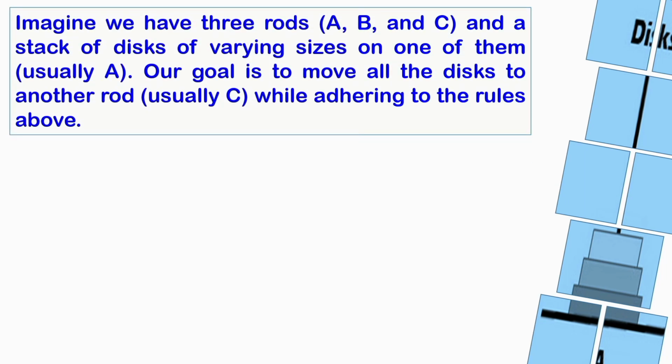Imagine we have three rods A, B and C and a stack of disks of varying sizes on one of them. Usually it is A. Our goal is to move all the disks to another rod, usually the rod C, while adhering to the rules above.